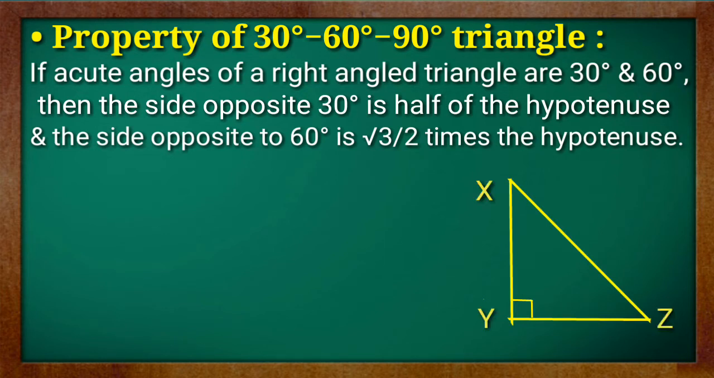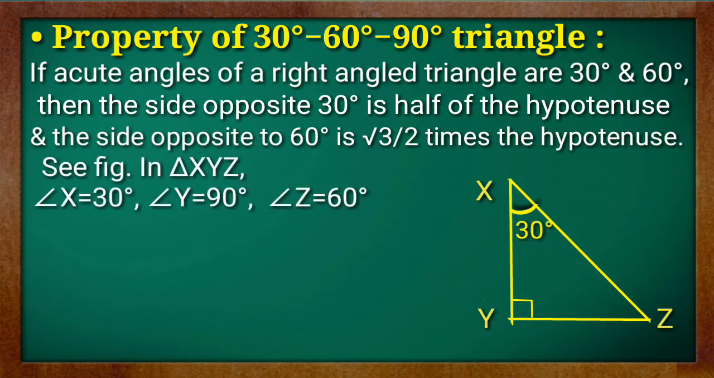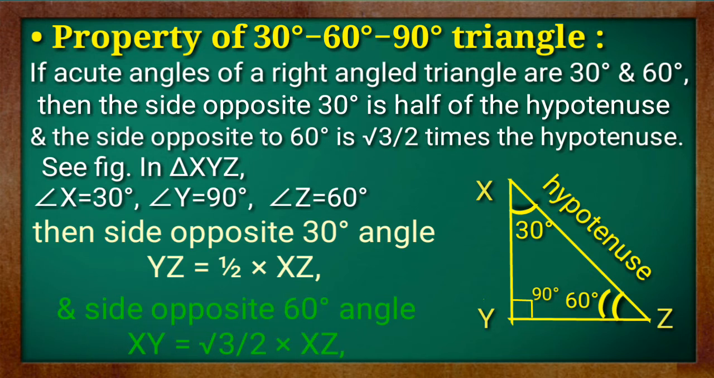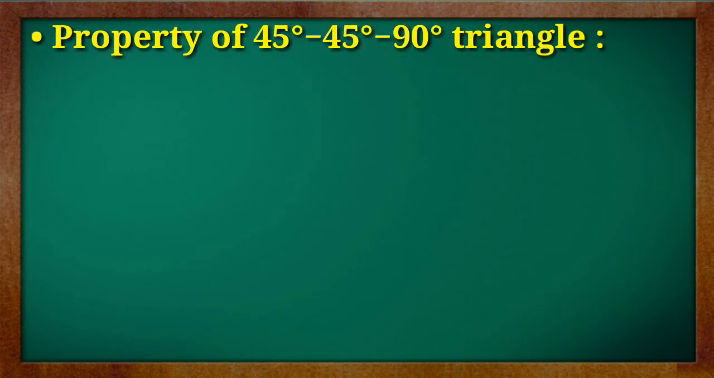See figure. In triangle XYZ, angle X equal to 30 degree, angle Y equal to 90 degree and angle Z equal to 60 degree. Then side opposite 30 degree angle is YZ. YZ equal to 1 half into hypotenuse, that is XZ. And side opposite to 60 degree angle is XY equal to root 3 upon 2 into XZ. Here XZ is hypotenuse. Then next point is property of 45, 45, 90 degree triangle.